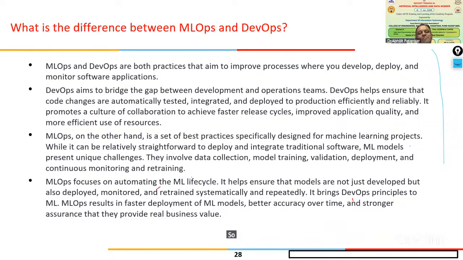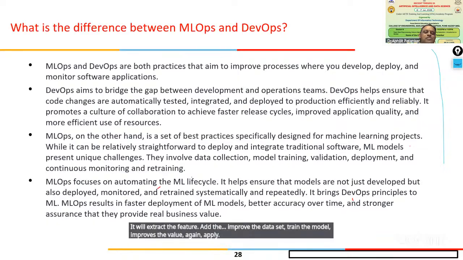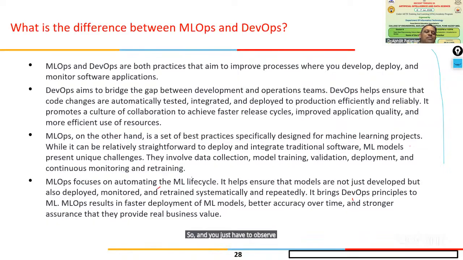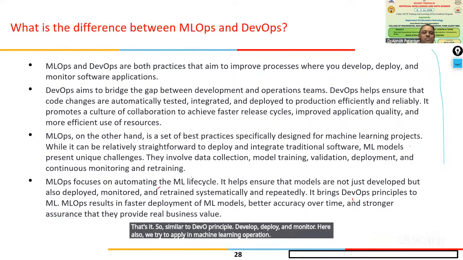So once you implement MLOps, you ensure that all your data integration, modeling, and performance gets boosted because it is an automated process. It will extract the features, improve the data set, train the model, improve the value, and apply again. You just have to monitor and observe, and once you deploy, you just have to update. That's it. Similar to the DevOps principle, develop, deploy, and monitor, here also we try to apply it in machine learning operations when you want to deploy.